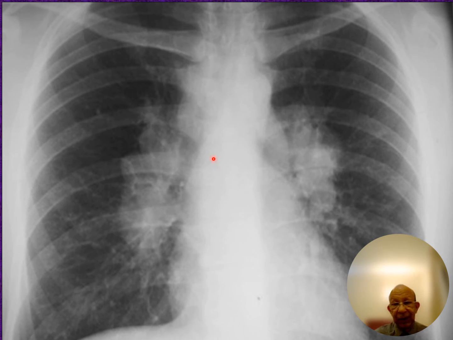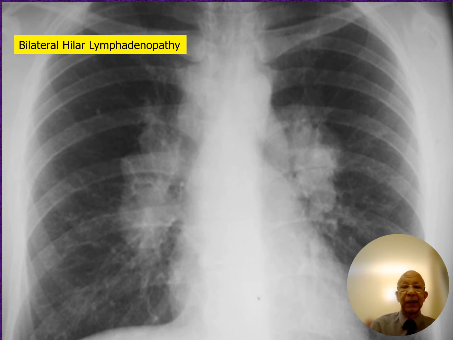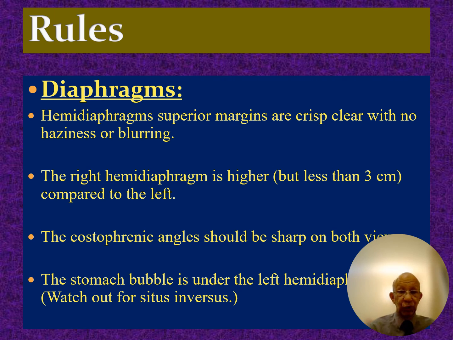Now you can see that they are now very dense, and they look lobulated. They lost their concavity, right? And this is a typical pattern for bilateral hilar lymphadenopathy. And you can see even the paratracheal space here is now wider than 3 millimeters, suggesting paratracheal lymphadenopathy as well. Okay, right? Some rules for the diaphragm.